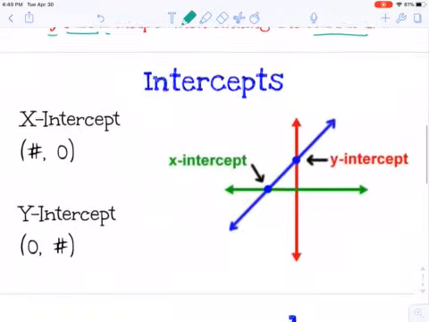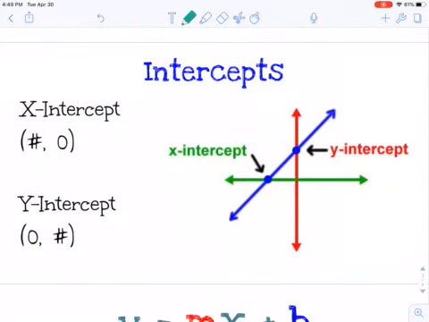Okay, another thing we talked about in Unit 4 was intercepts. We've talked about this a lot since then. X-intercepts are the ones that are on the x-axis, y-intercepts are on the y-axis. The coordinates are always going to look the same. Y-intercepts start with the 0, while x-intercepts end with the 0. Remember, this was really important for when we talked about roots or zeros. Okay, they end with the 0.